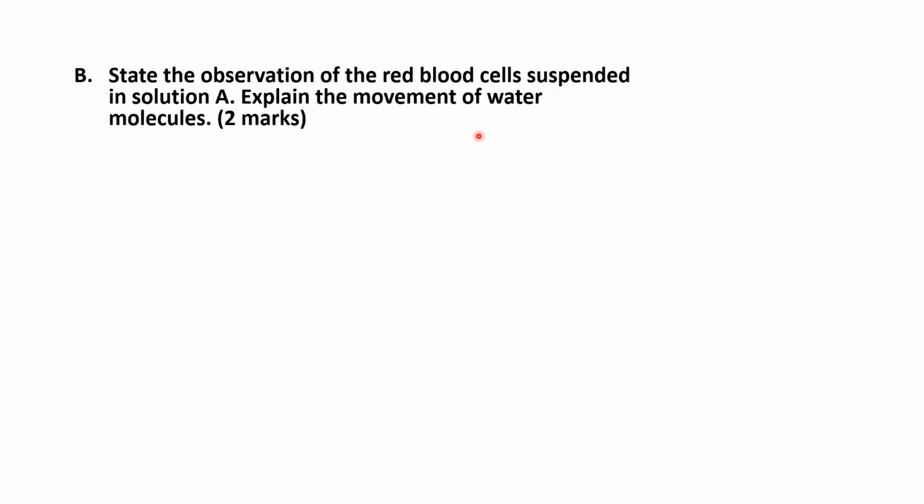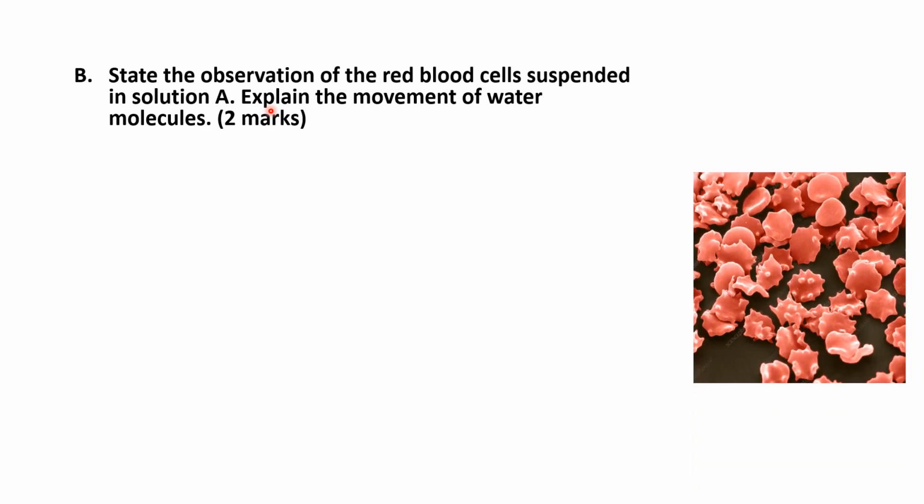Okay, next question. State the observation of red blood cells suspended in solution A. Explain the movement of water molecules. So this question carries 2 marks. 1 mark will be for stating the observation and another mark for the explanation. Now, let's look at the image of red blood cells in solution A.